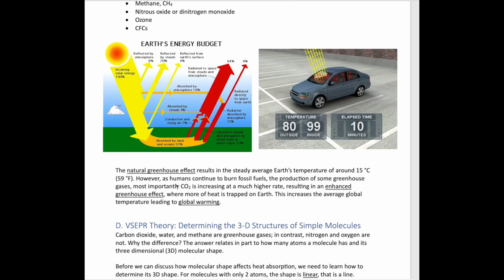The problem now is because we keep using fossil fuels as sources of energy, the burning of the fossil fuels generates carbon dioxide at a much higher rate than what is natural. So as a result, we now have what's called an enhanced greenhouse effect. More heat is being trapped than necessary to keep the temperature on Earth at 59 Fahrenheit. So we now slowly are warming up the planet, and this is what we refer to as global warming.